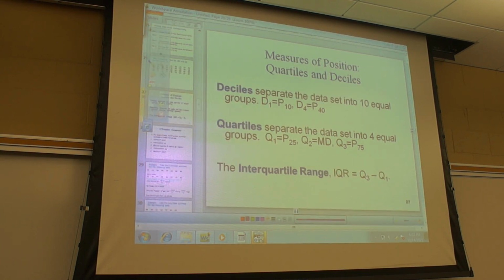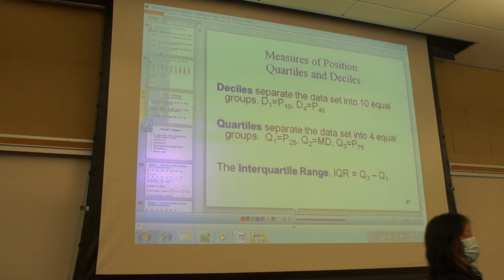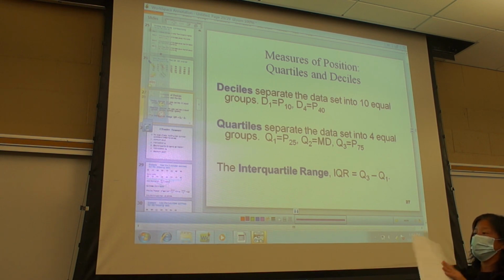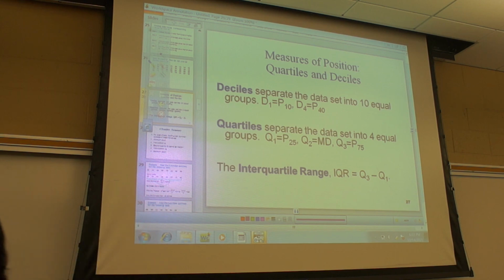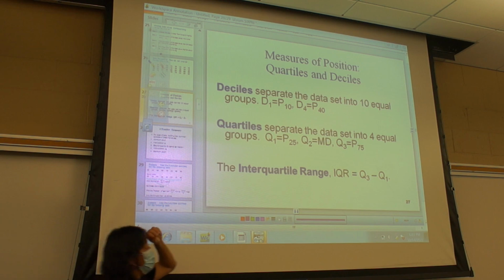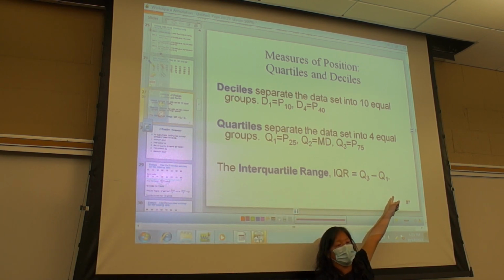All right, so on your next page of your notes, this is page 3 of your chapter 3.3 notes. Very top of page 3. Deciles separate the data into 10 equal parts. Quartiles separate the data into 4 equal groups. And the interquartile range, also known as the IQR, is when you take Q3 and subtract Q1. It's the distance from Q1 to Q3.